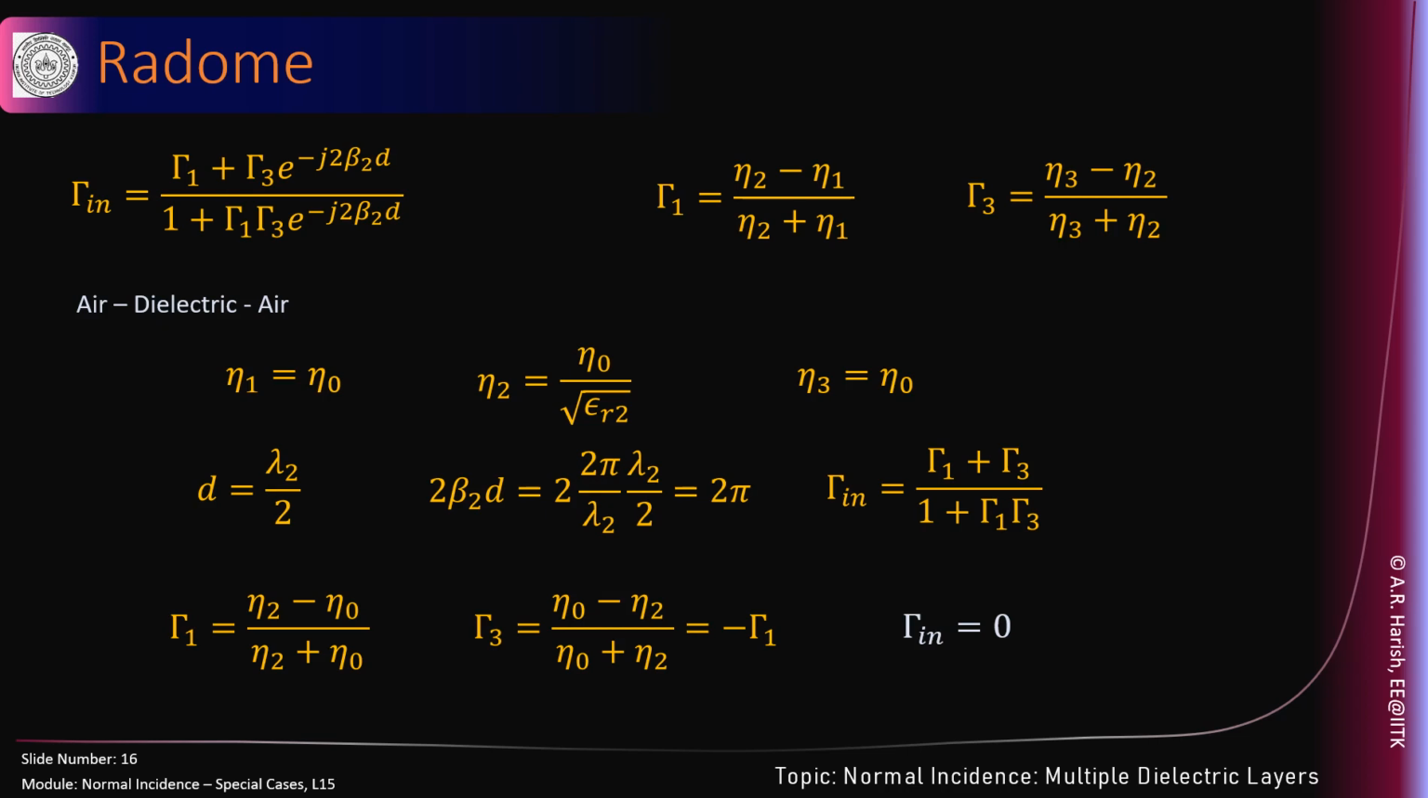Interesting? Yes, this is an idea which is used to construct a radome. So if you have an antenna and it is radiating into free space, you put a dielectric slab in front of it, which is half wave thick, then electromagnetic waves will not be seeing the dielectric slab at all. There won't be any reflection. Everything will go to the other side.